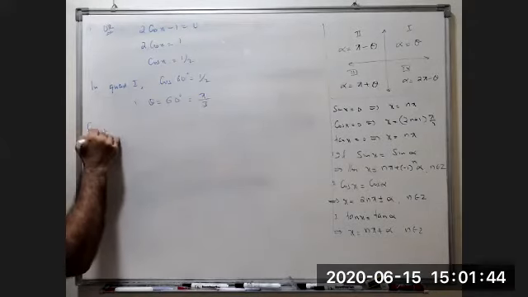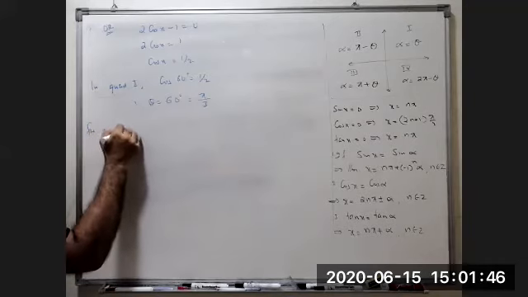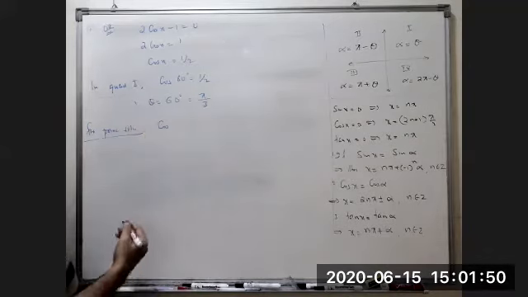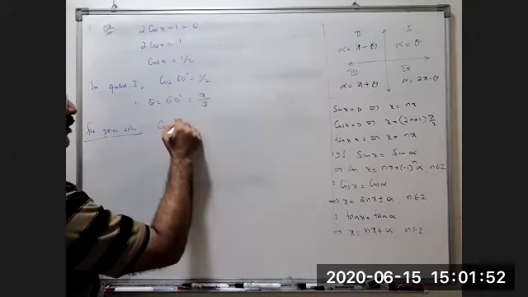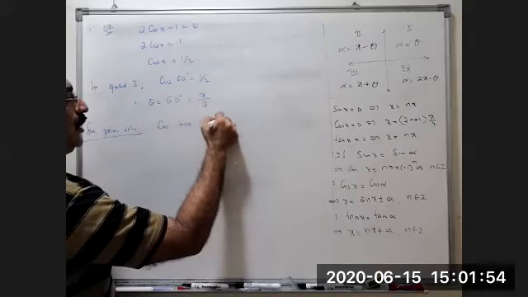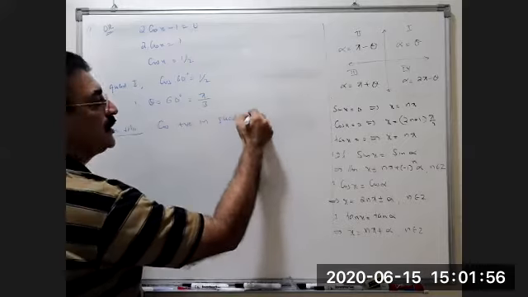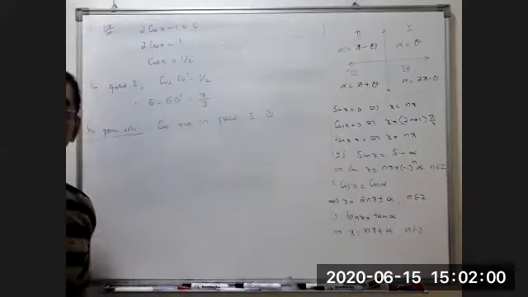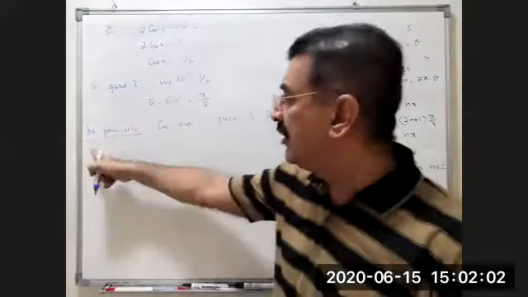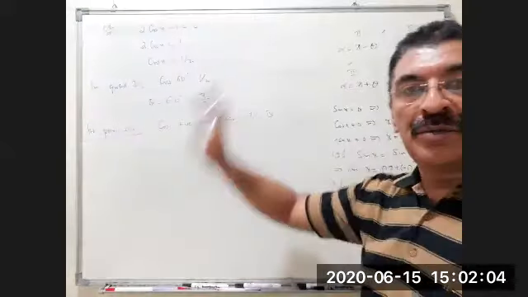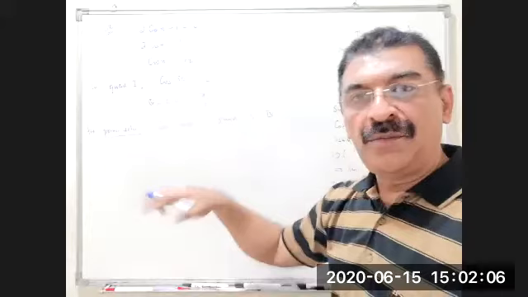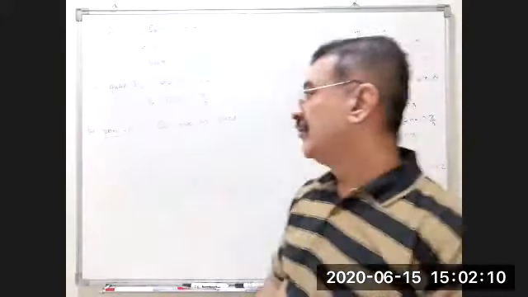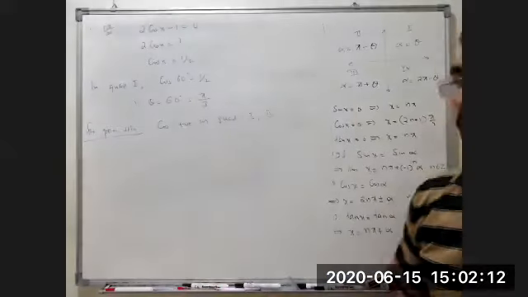Now for the principal solution, cos is positive in quadrant 1 and 4. In examination, even if you are not writing the principal solution, no problem. Directly keeping it in your mind, write the first principal solution, no problem. But if you're writing everything, you will understand.